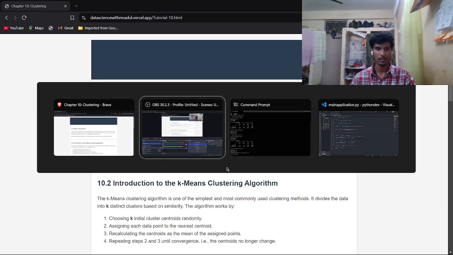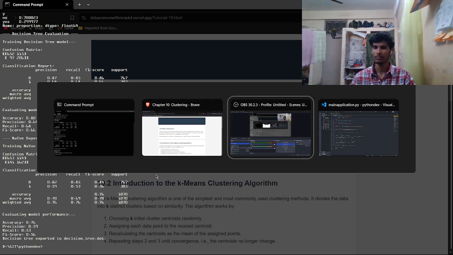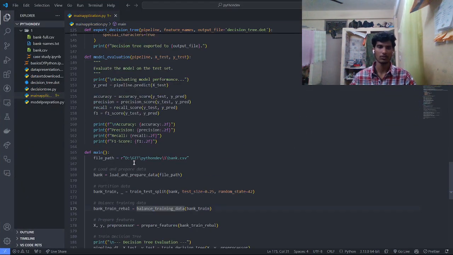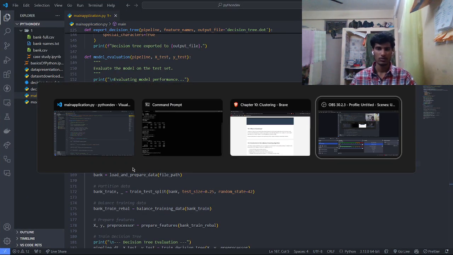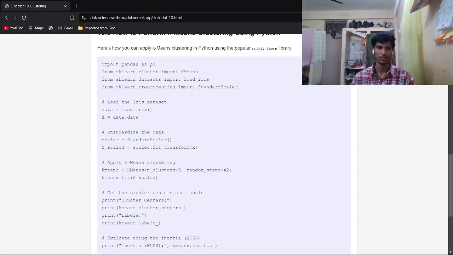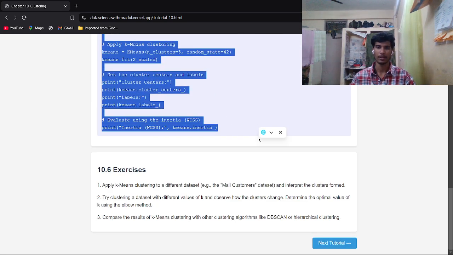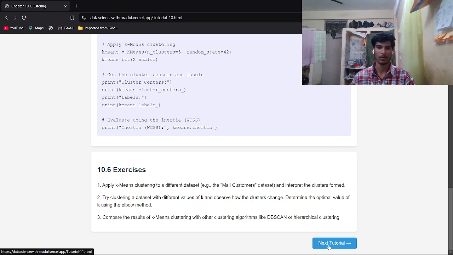I won't be using clustering here as I have done the binning part, so I don't think it is much required. You can always read more about the technologies, the Python libraries, and how to implement these algorithms.